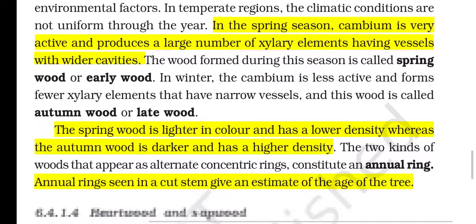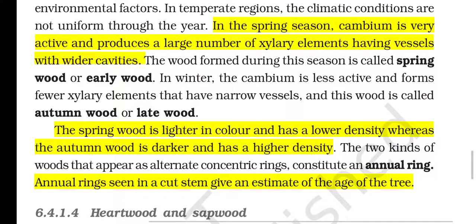In winter, the cambium is less active and forms few xylary elements that have narrow vessels, and this wood is called autumn wood or late wood. The spring wood is lighter in color and has a lower density, whereas the autumn wood is darker and has a higher density. The two kinds of woods that appear as alternate concentric rings constitute an annual ring. Annual rings seen in a cut stem give an estimate of the age of the tree.